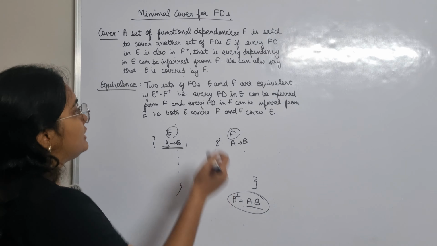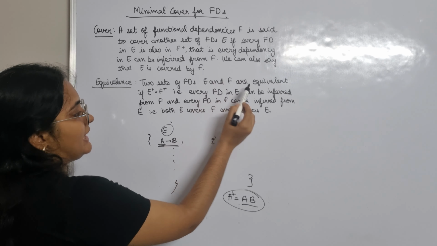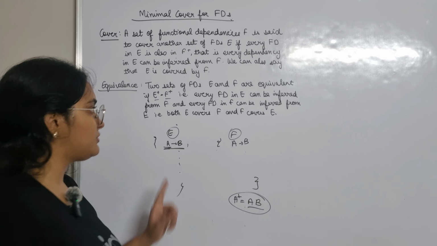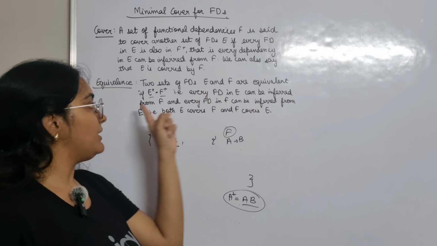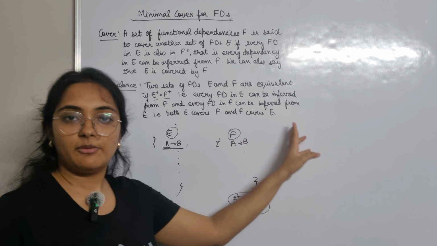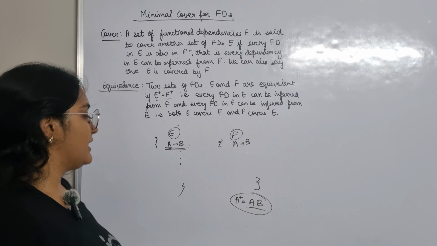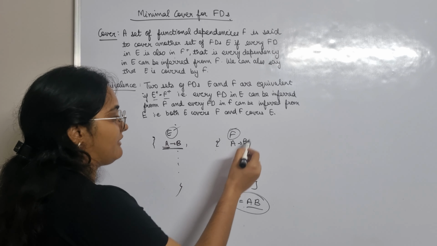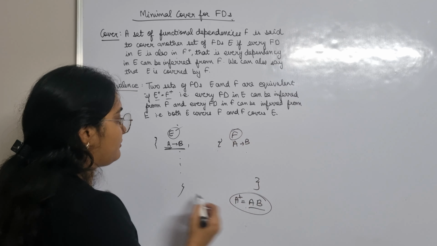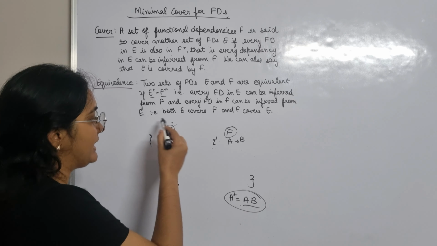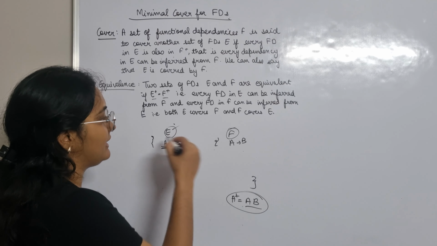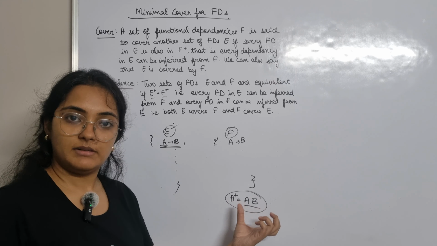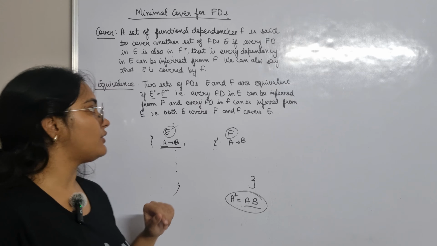Okay, so two sets of functional dependencies E and F are equivalent if E plus is equal to F plus, which means every FD in E can be inferred from F and every FD in F can be inferred from E. So if these two are equivalent, every FD here can be found by the closure of this, and every FD in E can be found by the closure of F. So both ways it is possible. Then we call it an equivalent set of FDs.